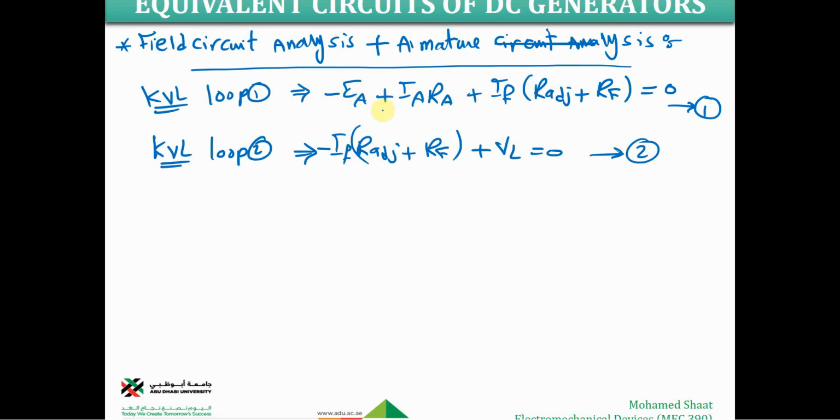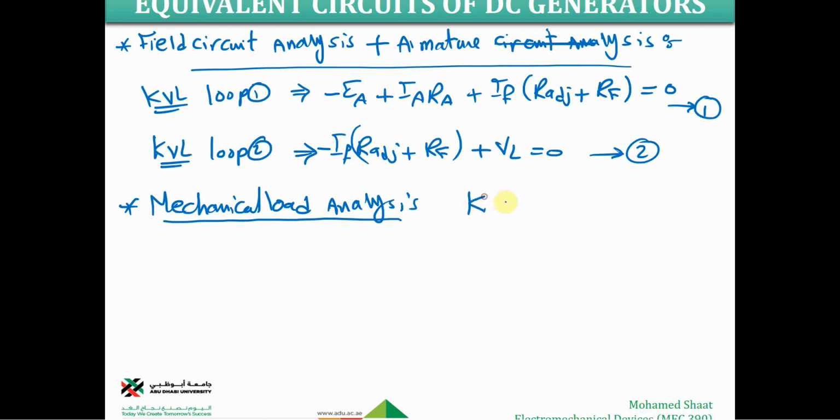These data were not given to us, so we have to figure them out by considering the mechanical load analysis. So for the mechanical part, first of all, we have to calculate K, as we used to calculate the constant of the generator, which should equal phi f divided by IF. Phi f was given as 4, IF we have no clue how much it is. We didn't calculate it.